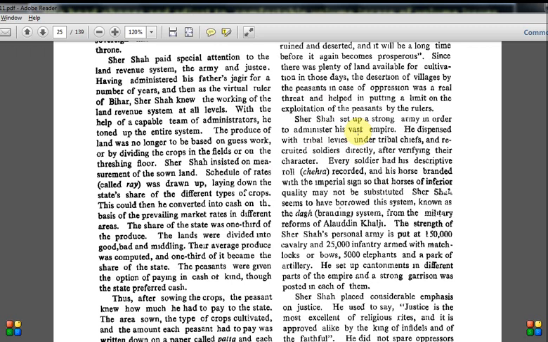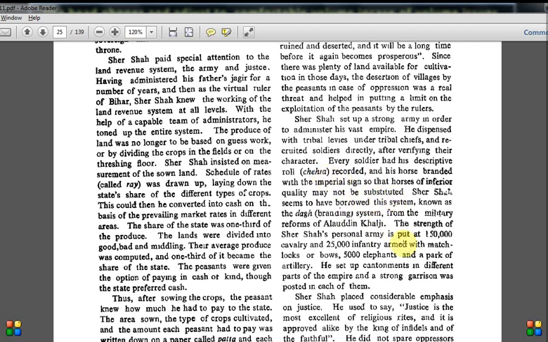Sher Shah set up a strong army in order to administer his vast empire. He dispensed with tribal levies under tribal chiefs and recruited soldiers directly after verifying their character. Every soldier had his descriptive roll, chehra, recorded, and his horse branded with the imperial sign, so that a horse of inferior quality may not be substituted. Sher Shah seems to have borrowed this system, known as the Dag branding system, from the military reforms of Alauddin Khilji. As I told, Alauddin Khilji's system was copied by Sher Shah, and later Sher Shah's system will be copied by Akbar. So chehra and Dag you should know, soldier and horse.